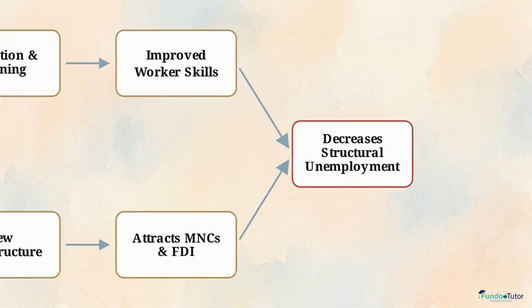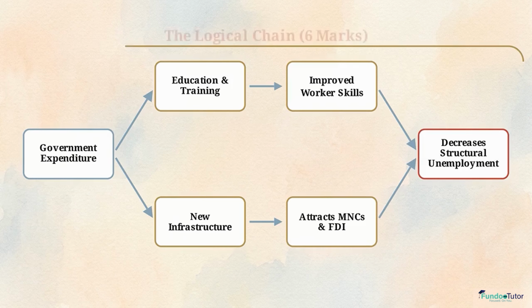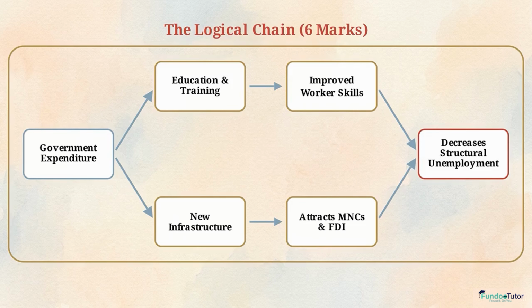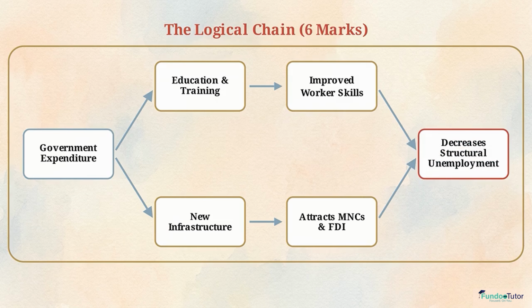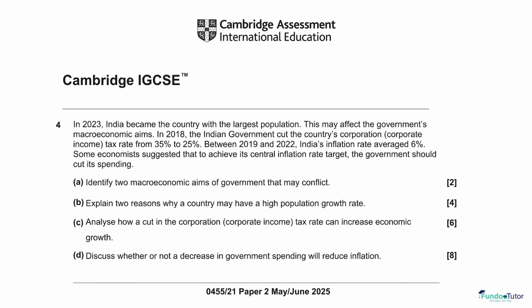High-scoring analysis in a 6-mark question requires exactly this kind of unbroken logical chain. You must link the initial fiscal lever through the intermediate economic reactions directly to the specific type of unemployment being cured. This visual shows an actual 8-mark exam prompt.